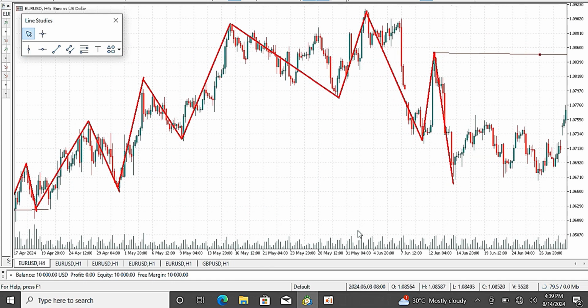Yeah, so this was where it changed character here. Let me reduce my horizontal line. Sorry, this was where it changed character at this point here, where we had a higher high and we were expecting a higher low before another higher high, but price decided to break below the last higher low. So that was basically a change of character.